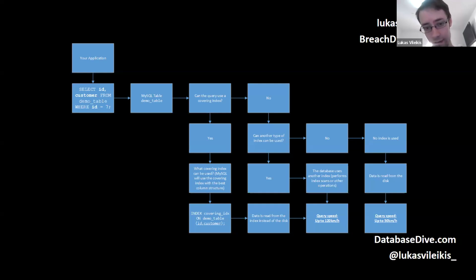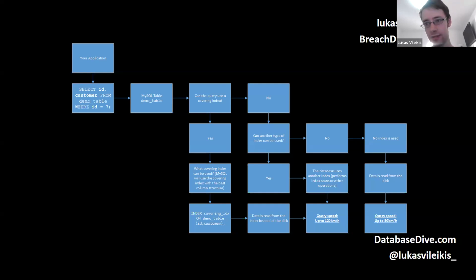So for example, if you have a covering index named covering IDX on demo table, and you have ID and customer columns in it, as shown in this example, bottom row, first ornament to the left, this kind of index will satisfy a specific kind of query that is provided by your application in this specific instance. And as a result, your database and your application will read data from the index instead of reading data from the disk. And as a result of that, your query will be significantly faster than usual.